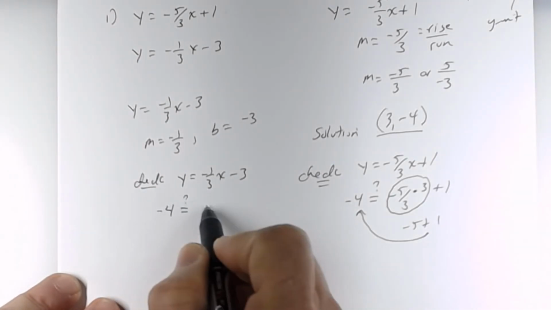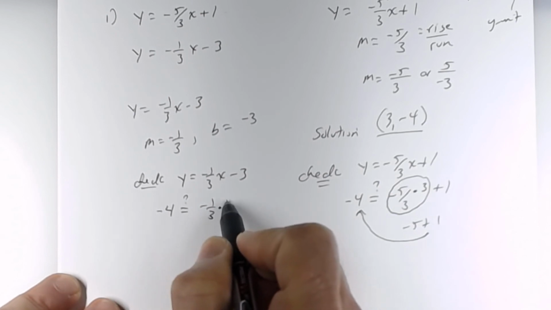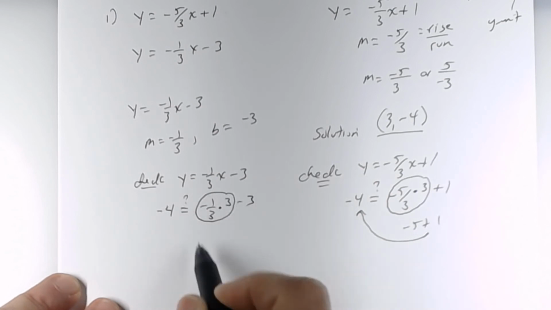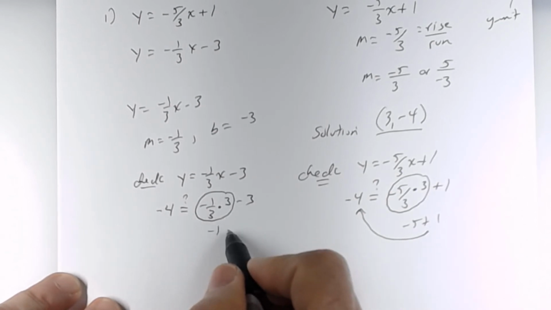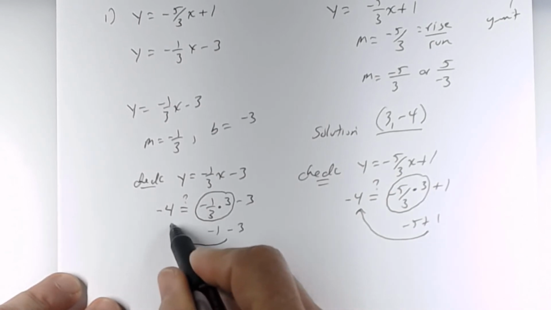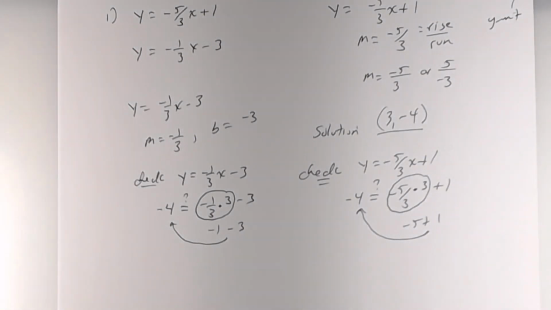And I want to see if that's going to equal -1/3 times x. What's x? 3. And what's -1/3 times 3? -1. And what's -1 and -3? -4. All right. So I did the work correctly. This is the correct solution.